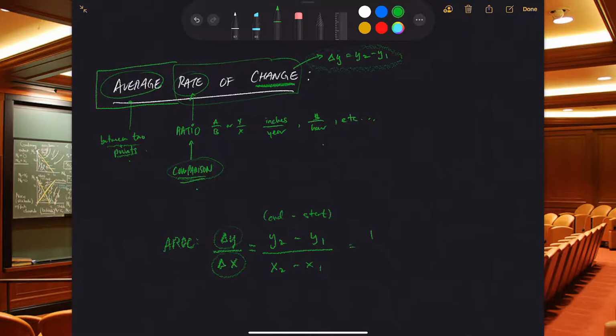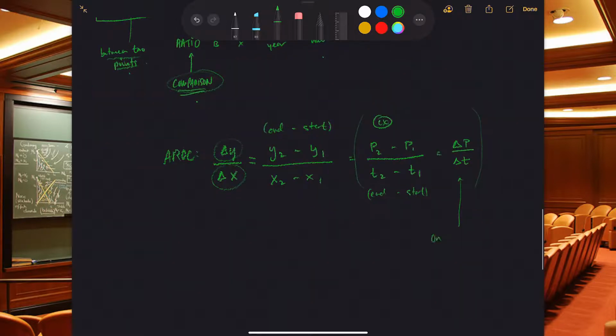So again, this might be, as an example, population change over time. End time minus start time. End population minus start population would get you the change in the population over the change in time. And what would this tell us? This would tell us, on average, how fast the population is changing.